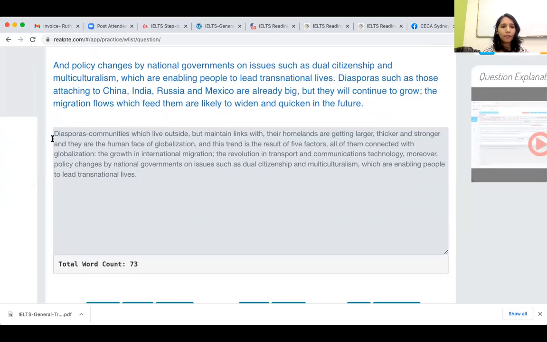So I read it. Diasporas, communities which live outside but maintain links with their homelands, are getting larger, thicker, and stronger, and they are the face of globalization. So this is my first sentence.